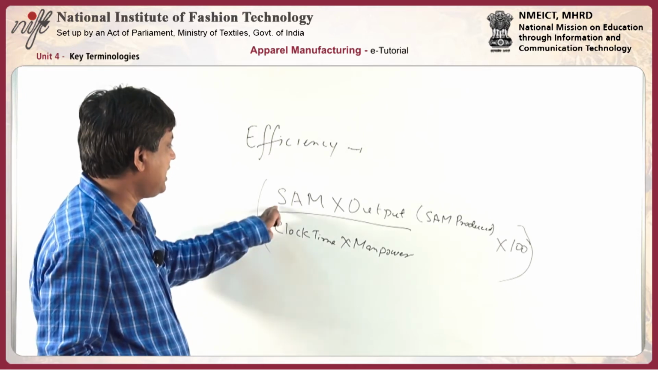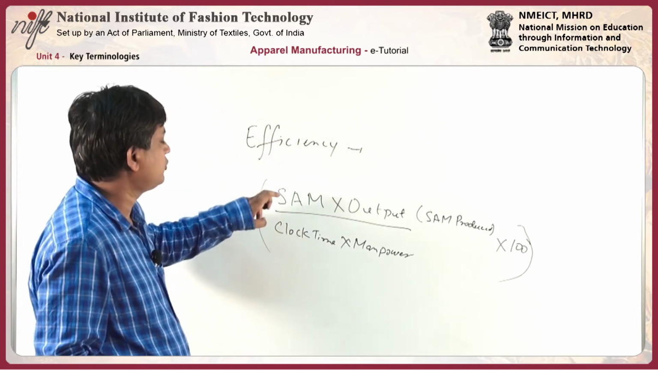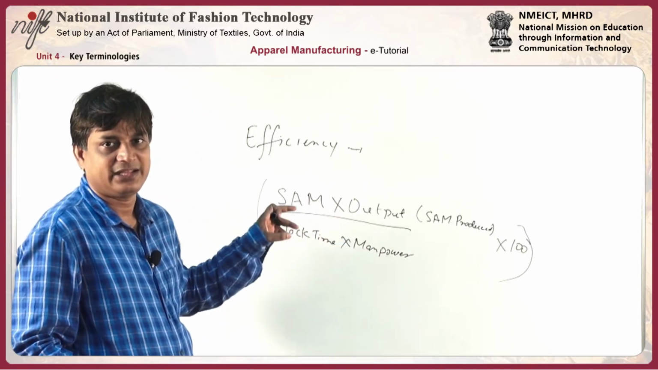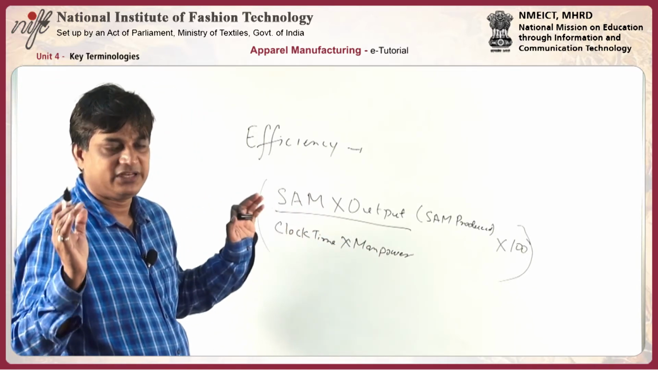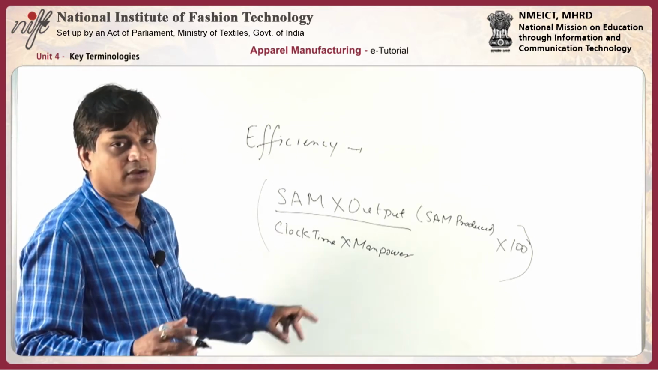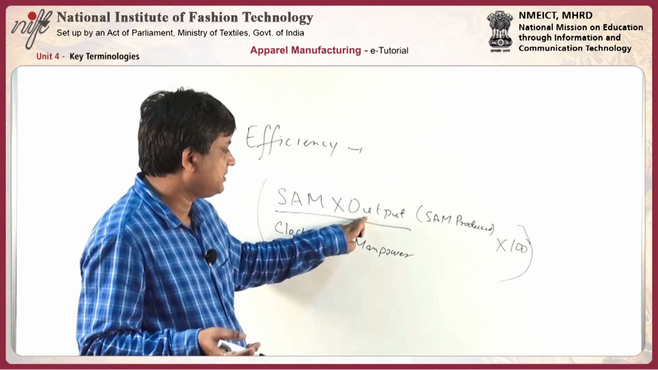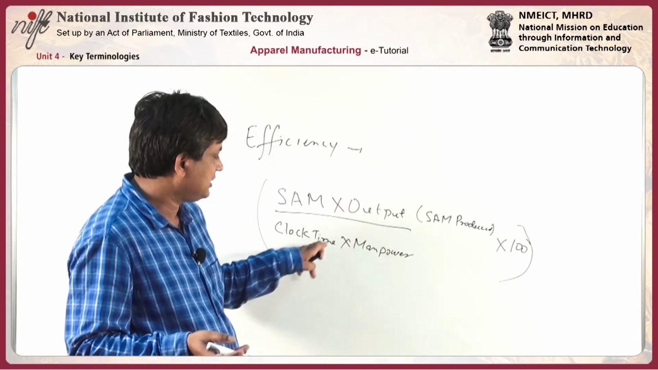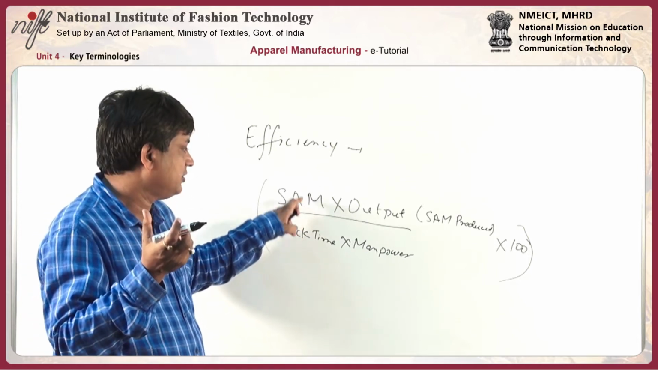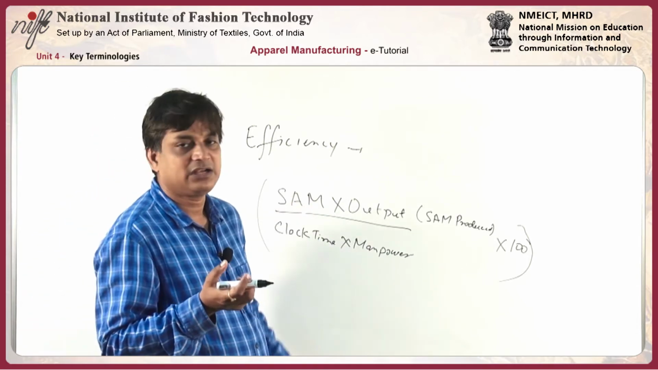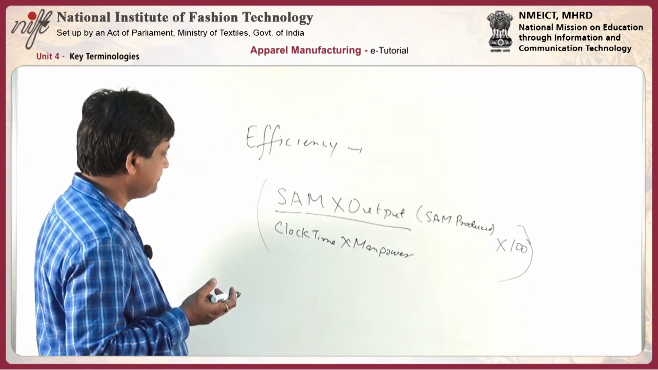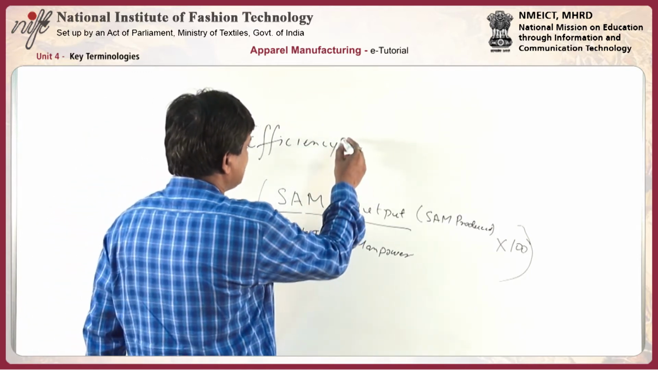So SAM, we'll discuss how to calculate it. Output is how many pieces you have made that day during that particular period of time. The period of time is your clock time, like clock time is 8 hours. Then in 8 hours, how many pieces you have made, that is the output. We take the SAM of that operation and divide by manpower, and everything is multiplied by 100.